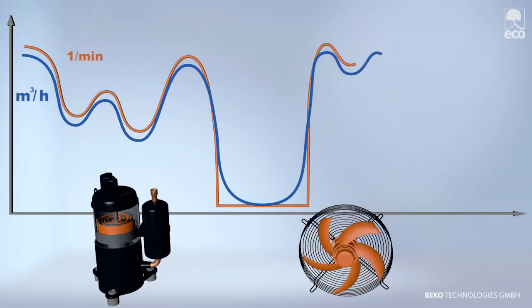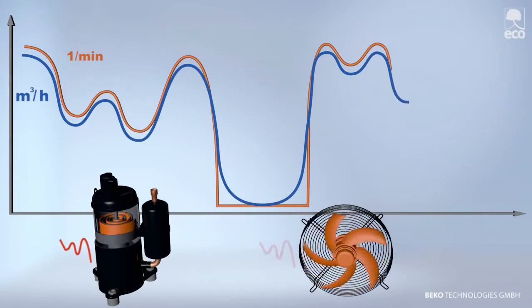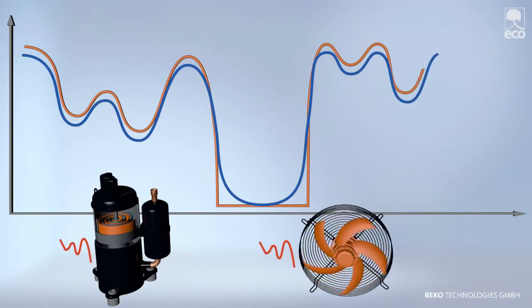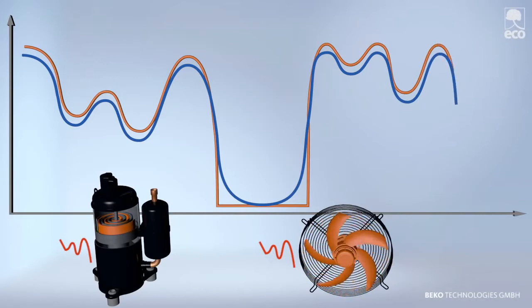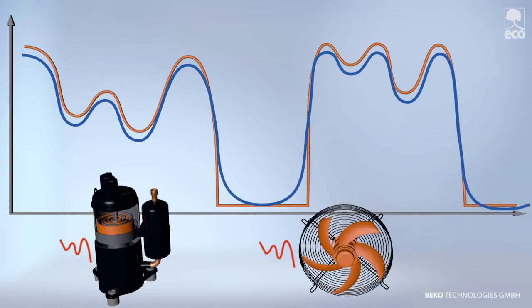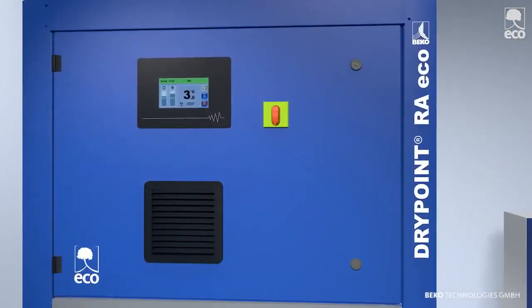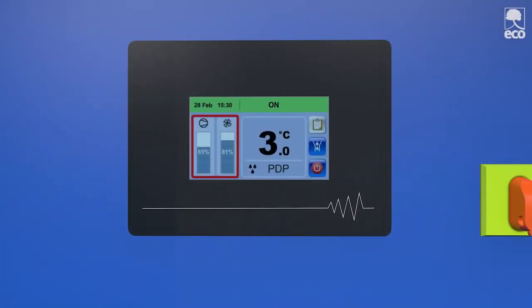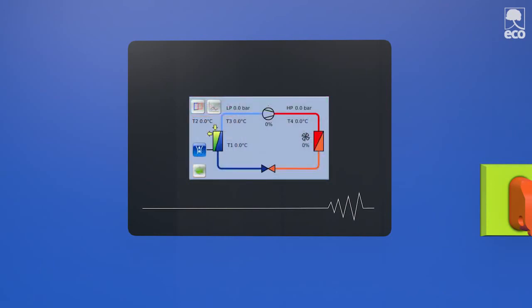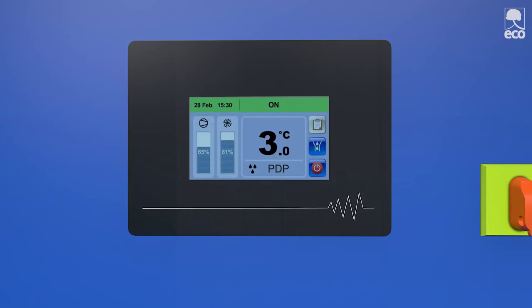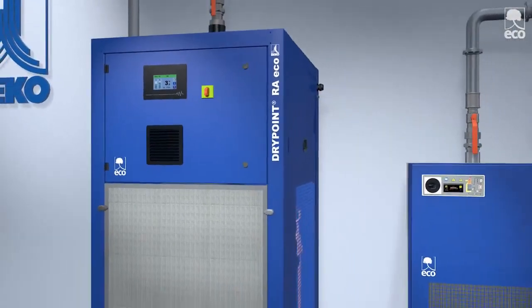Larger dryers adapt both the speeds of the compressor and the fan to match the volume flow. As the volume flow decreases, the drying performance is also automatically reduced or switched off entirely. Potential savings can be easily determined via the touchscreen in real time. Dry point RA Eco refrigerant dryers.